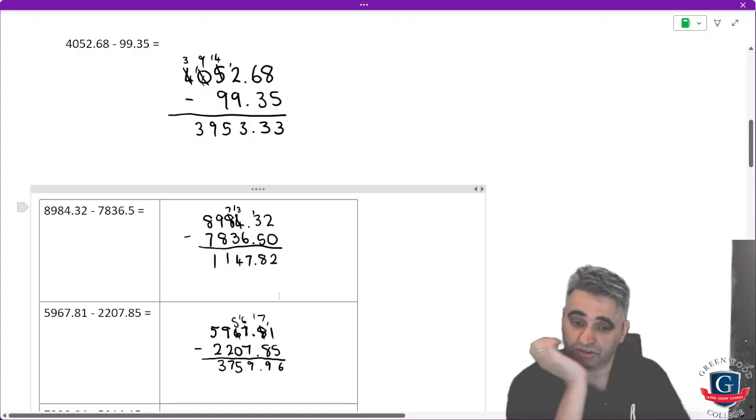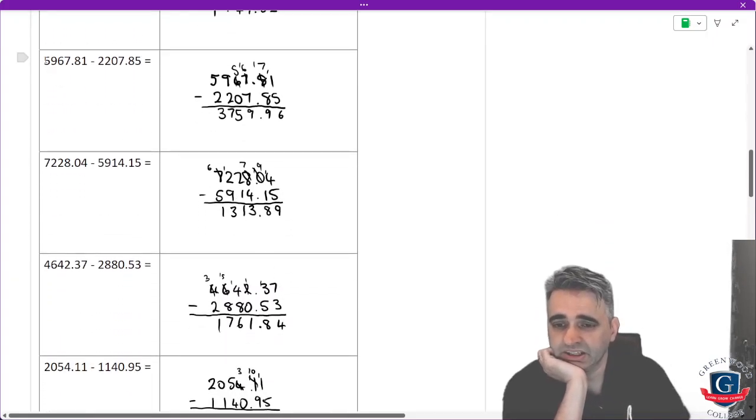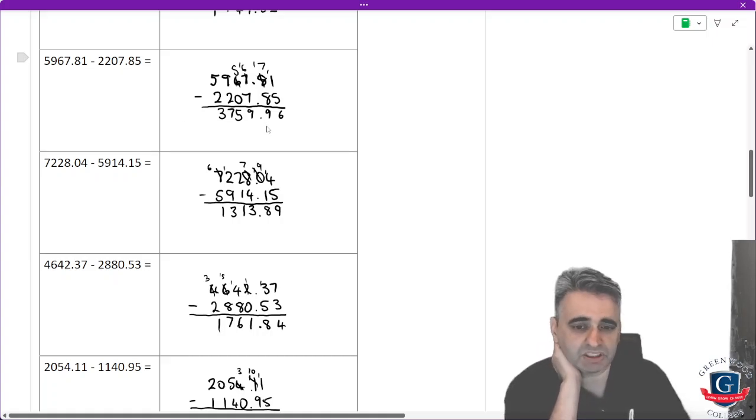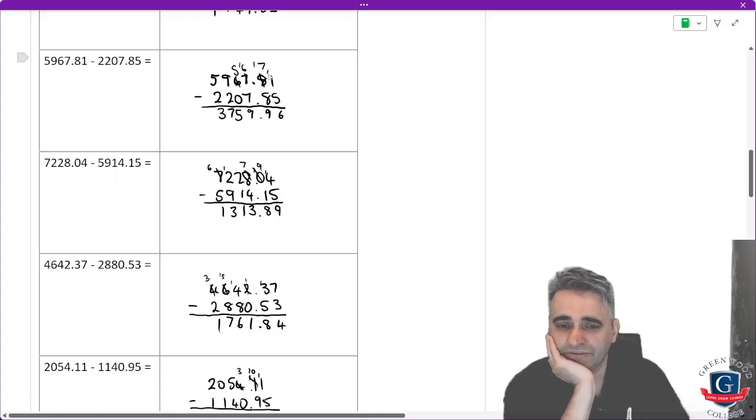The answer is 1147.82. Write down that digit on the top, write down that number on the bottom, write down that number on the top, write down that number on the bottom. They've got the same number of decimal points, so we don't have to add any zeros. Can't take away 5 from 1, make that 7, make that 11, 5 from 11 is 6. Can't take 8 from 7, make that 6, bring the 1 across. 8 from 17 is 9. Can't subtract 7 from 6, make that 6 into a 5, make that 16, make that 9. That becomes 5, that becomes 7, that becomes 3. Done.